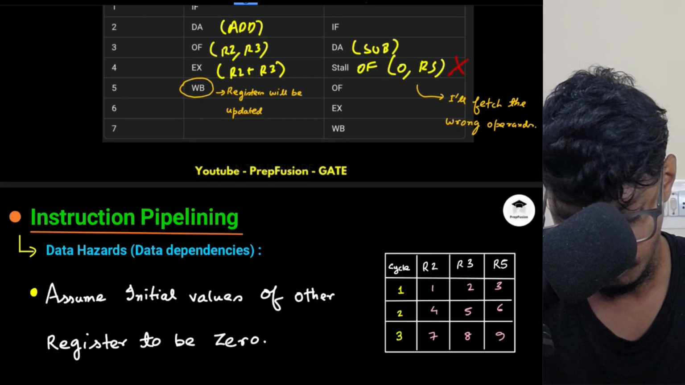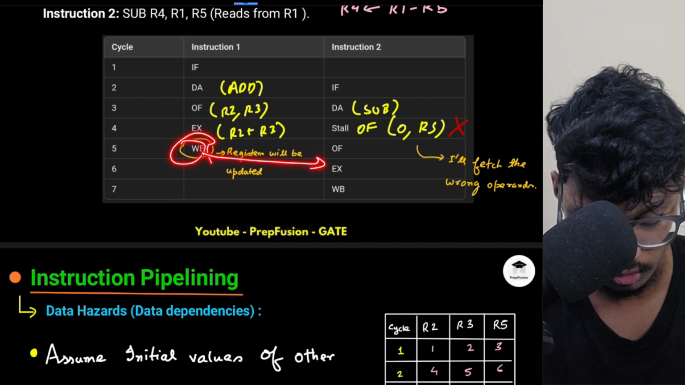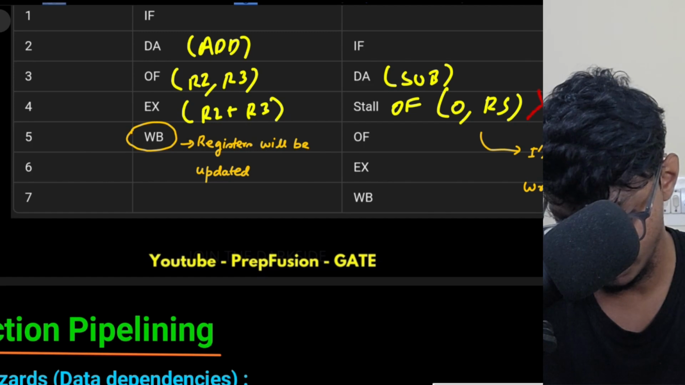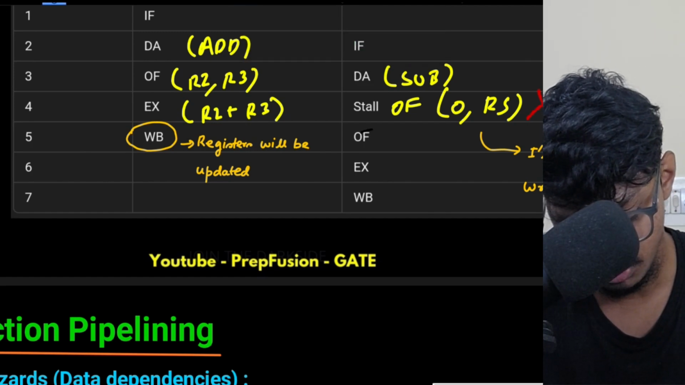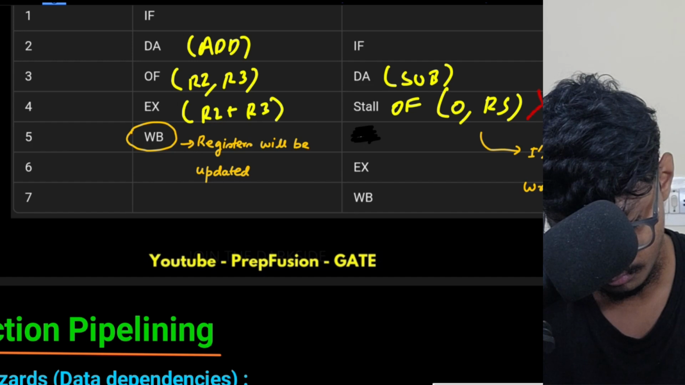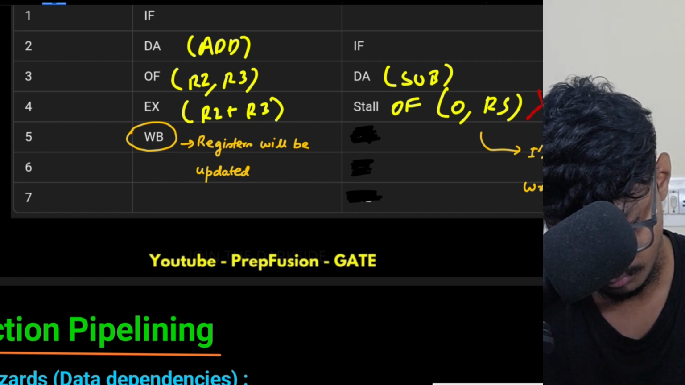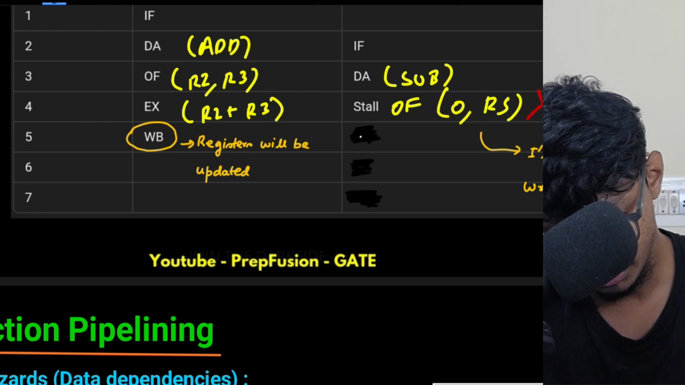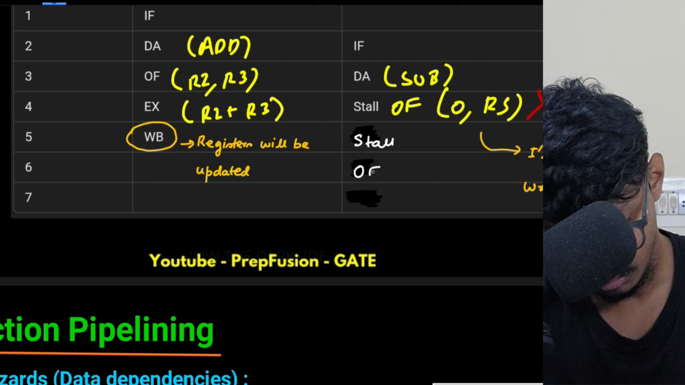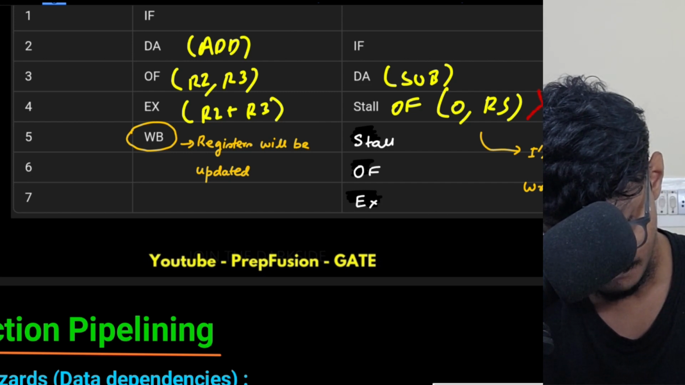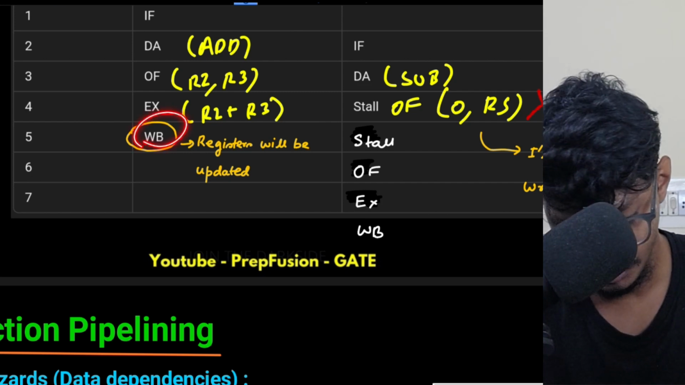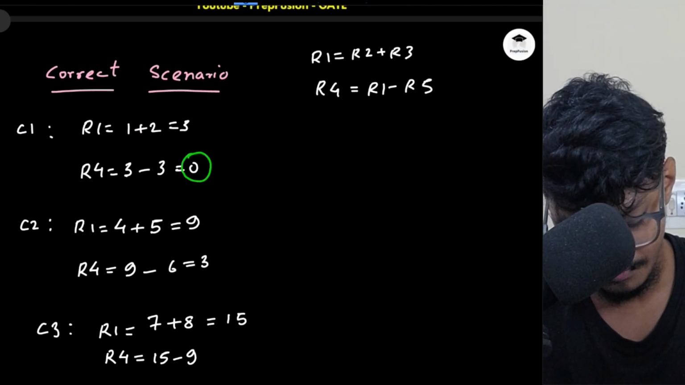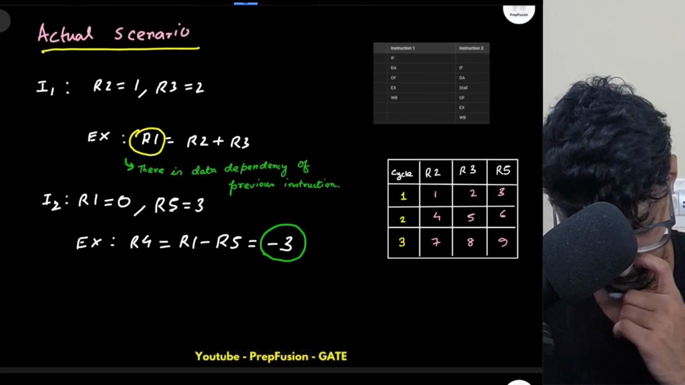Currently, we have to wait for the write back, and only then can I do the operand fetch. This is also wrong. Operand fetch should be here actually. So currently I have to wait for the write back. This will again be a stall. This will be operand fetch. This will be execution. It writes back to the register R1, and only then do I do my operand fetch. But we have a hack for this.